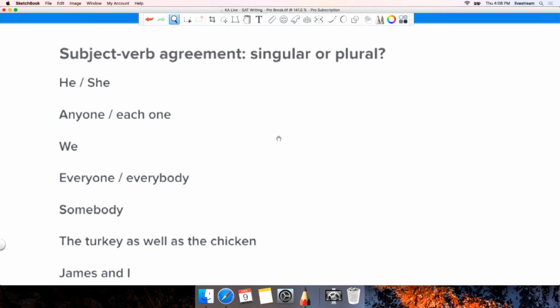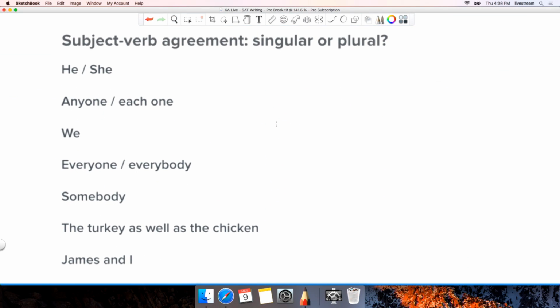So, subject-verb agreement. The game we're going to play today is this singular or is this plural? And so I'm going to go through these one by one and give you a chance to reply, and then I'll reveal the answer. So he or she. So that one is singular, and that one's more straightforward. We're just referring to one person there. What about anyone or each one? So that one is also singular, and kind of the way I remember it is I see this one, I see the one. It makes it a little easier to remember.